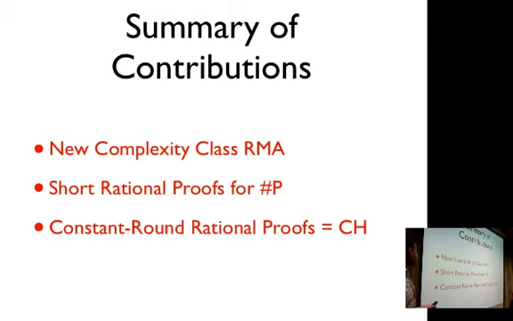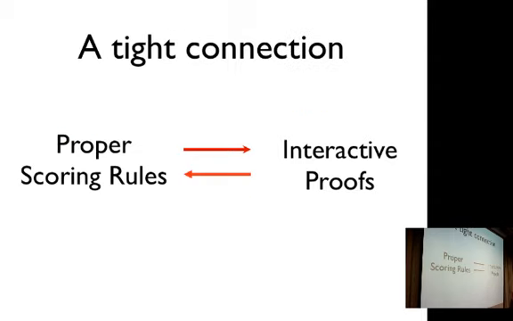Summary of contributions: a new complexity class, very, very short rational proofs for SHARP-P, and a characterization of the counting hierarchy in terms of interactive proofs. And one thing I want to point out is all our proofs are built with scoring rules. These are all the contracts that we need to construct even for higher level interactive proofs. Thanks.